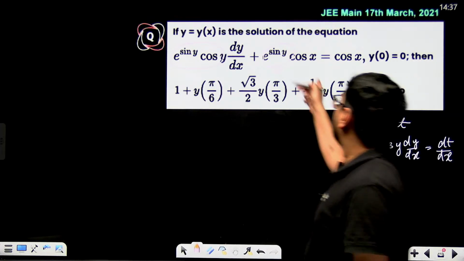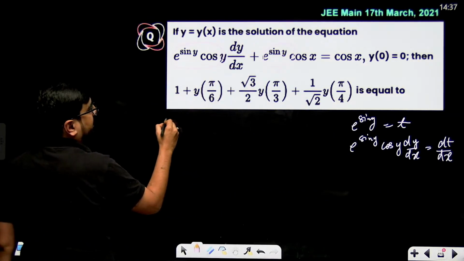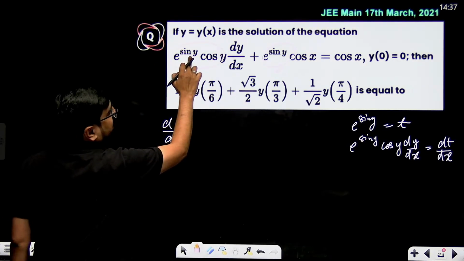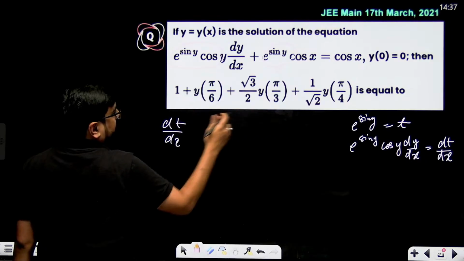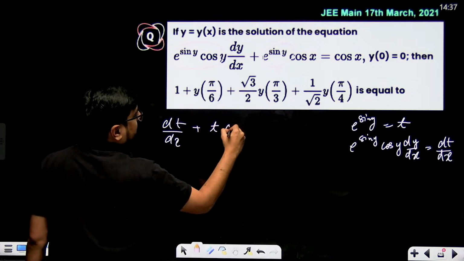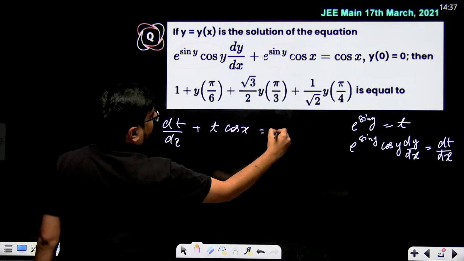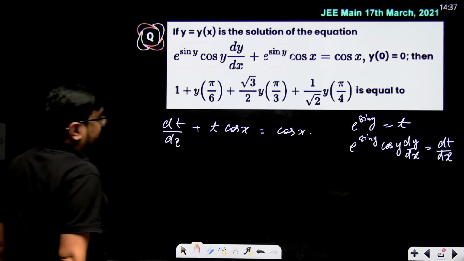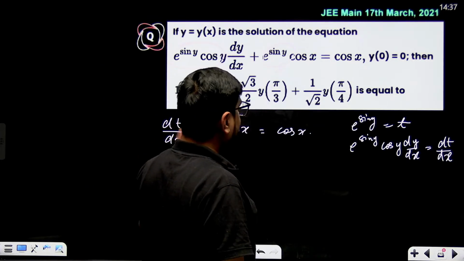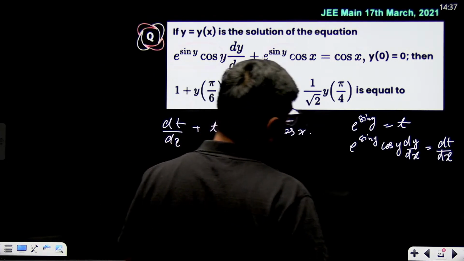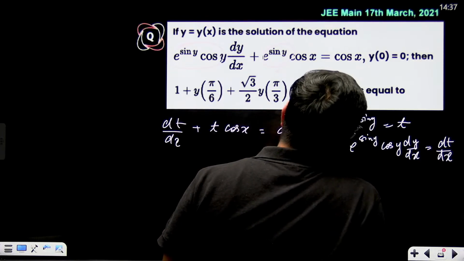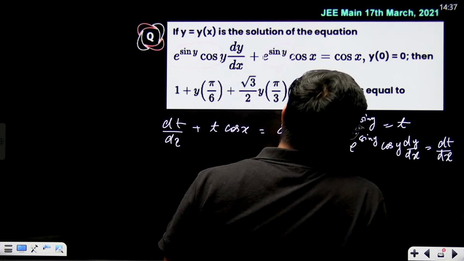So this entire equation will become nothing but dt by dx plus t cos x equal to cos x. This entire thing, e to the power sin y cos y dy by dx, will be dt by dx. This is exactly linear in t.